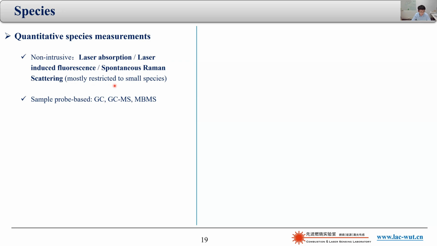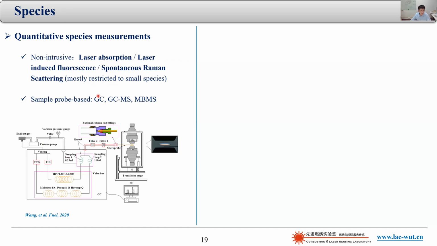So in that case, you have to rely on sample probe-based methods such as GC, GC-MS, or molecular beam mass spectrometry. This is a typical setup we use in our lab for GC measurements, and you can see here the probe is inserted into the flames. Also, if you look at this GC setup, because many times we want to measure both the major species and the minor species and also PAHs, we typically use a variety of GC columns to separate different types of species and use different detectors for different species, for example, TCD, FID, and mass spectrometry.